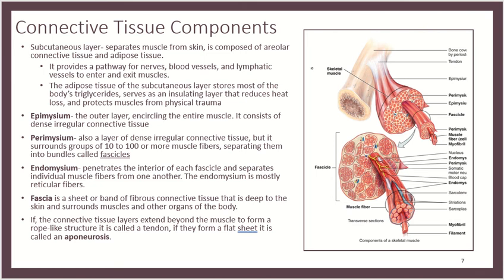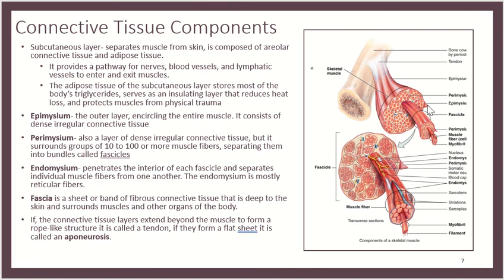Next we have the epimysium. This is an outer layer, and it's going to encircle the entire muscle. All right. It's going to consist of dense, irregular connective tissue. So here we can see our epimysium covering the entire muscle there.